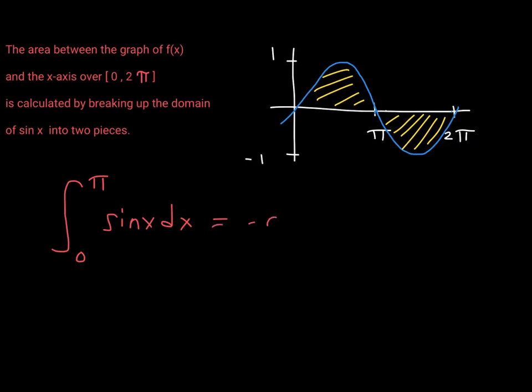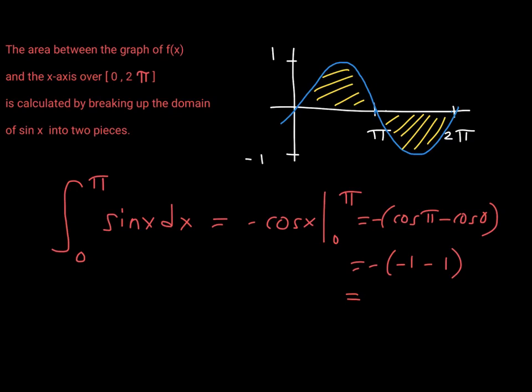So then this is negative cosine of x, evaluated from 0 to pi. So then this is negative cosine of pi minus cosine of 0. Cosine of pi is negative 1 minus cosine of 0, which is 1. So then this is negative 2, and then the negation of that, so this is positive 2. So the area of this region here is 2.